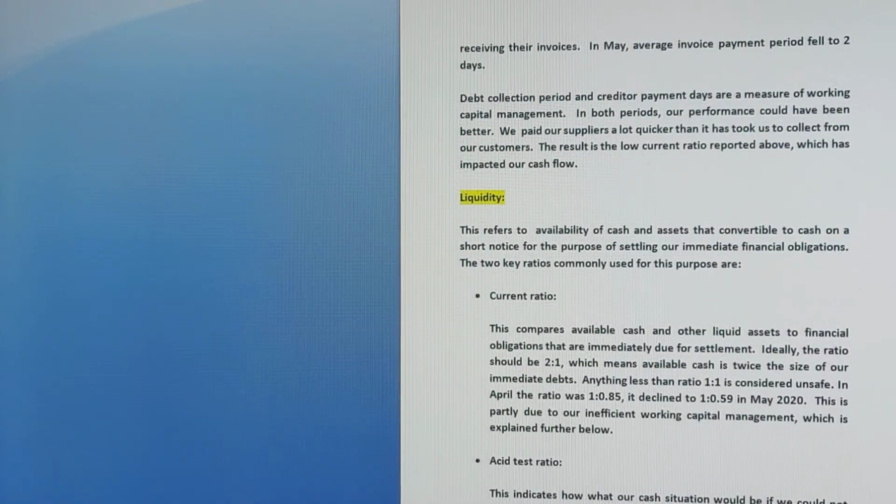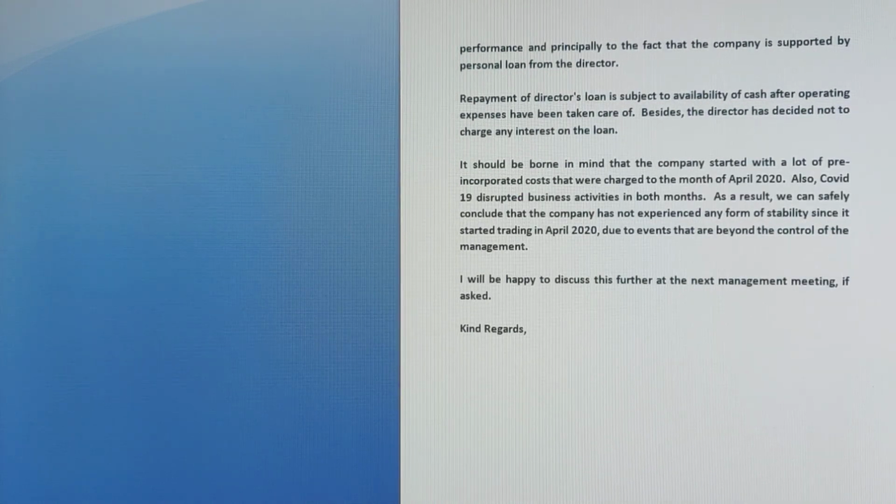I have already explained that the company should go for any help it can get from the state. And then you go further here, that the company has been kept alive by a personal loan from the director. Repayment of the director's loan is subject to availability of cash after operating expenses have been taken care of. Besides, the director has decided not to charge any interest on the loan. So this is a company that is actually kept alive by the director, and things have been particularly bad because of the impact of COVID-19.